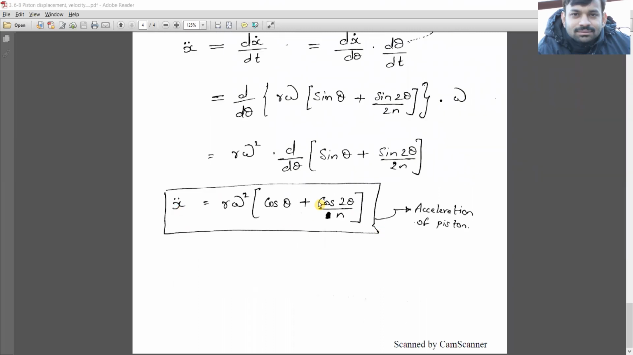Okay, so as per the values asked in the question, you can use the equation accordingly. Okay, so I hope this is clear to you.